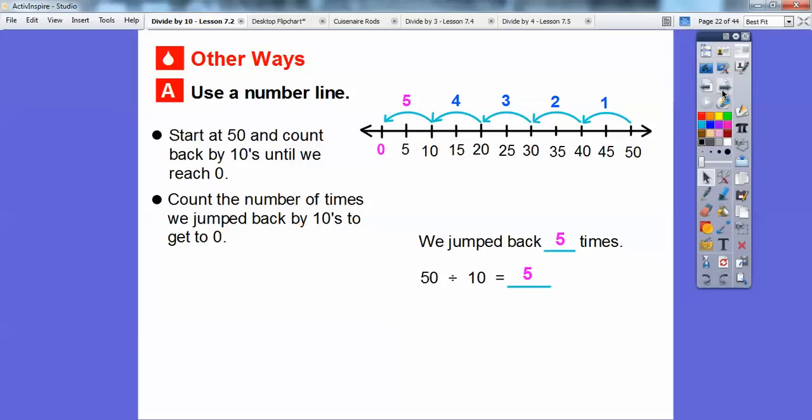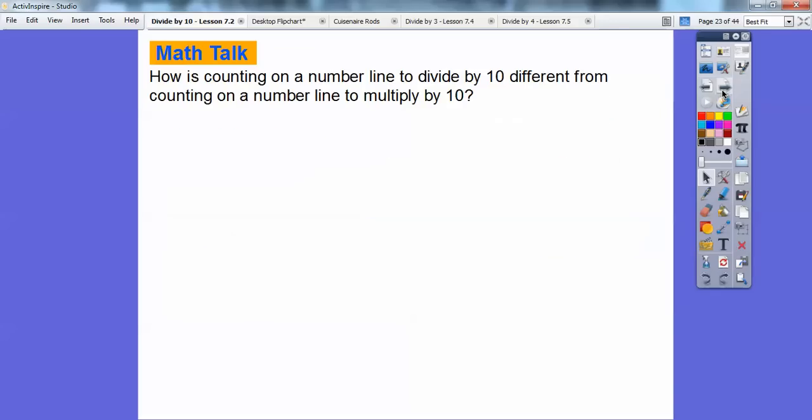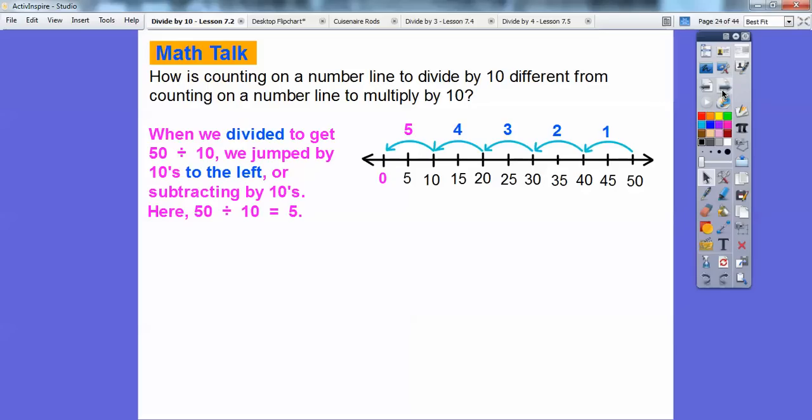So 50 divided by 10 is 5. How is counting on a number line to divide by 10 different from counting on a number line to multiply by 10? Well, when we divided 50 by 10, we jumped by 10s to the left. We went by 10, by 10, by 10, by 10, or we subtracted 10 all the time. So 50 divided by 10 was that many times, 5 times.